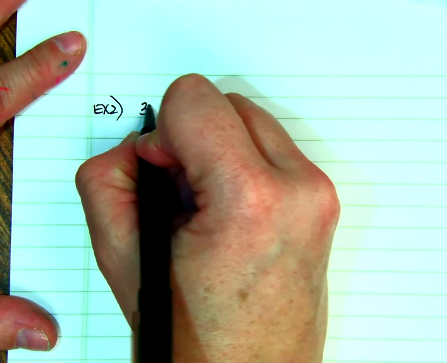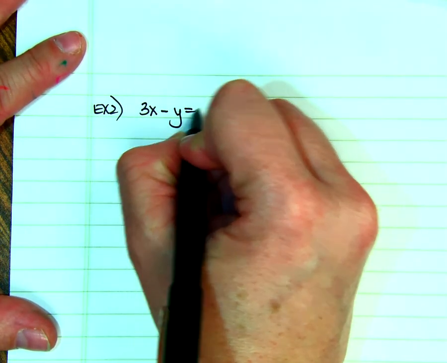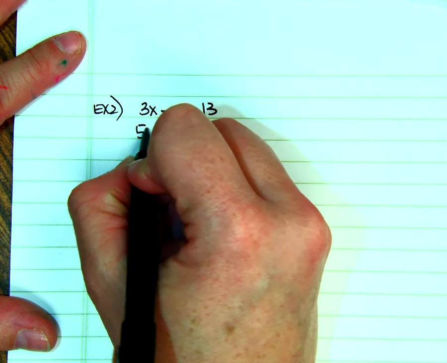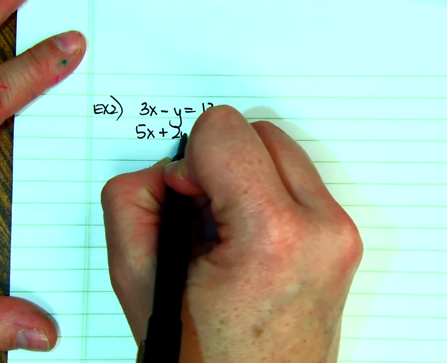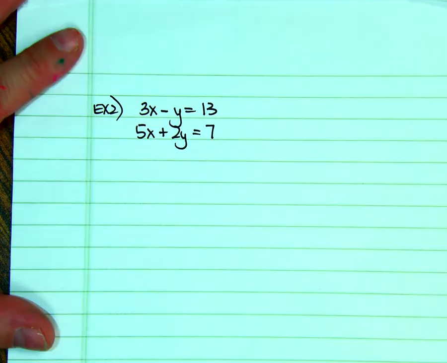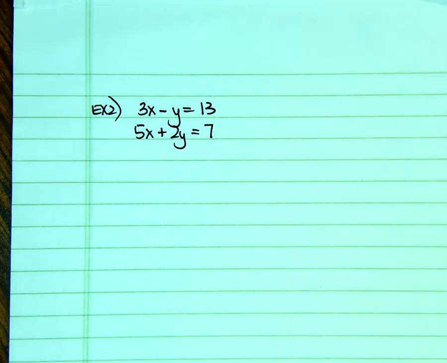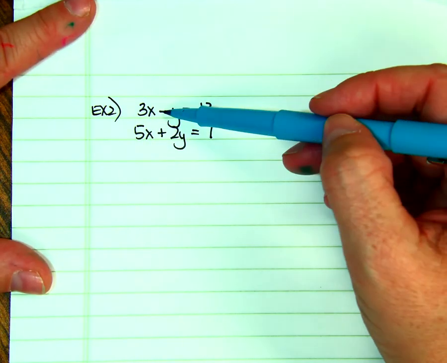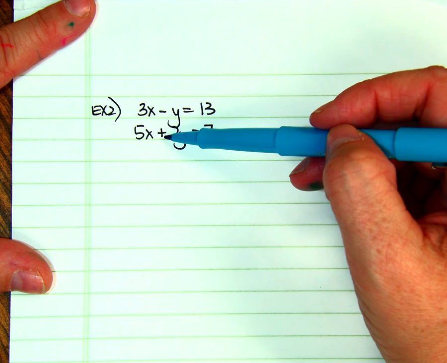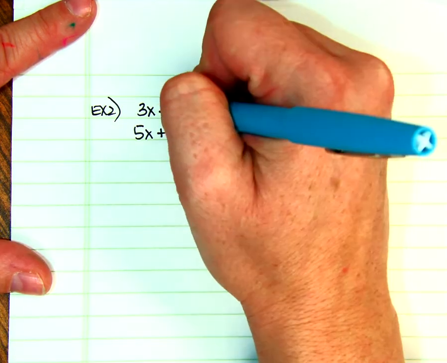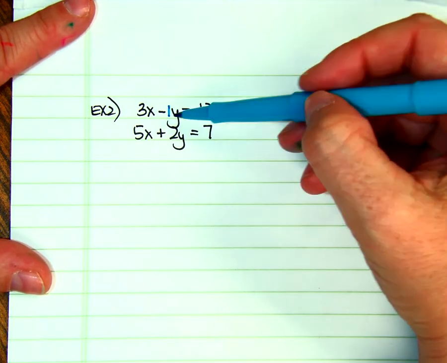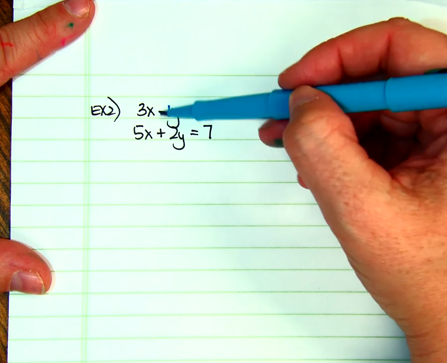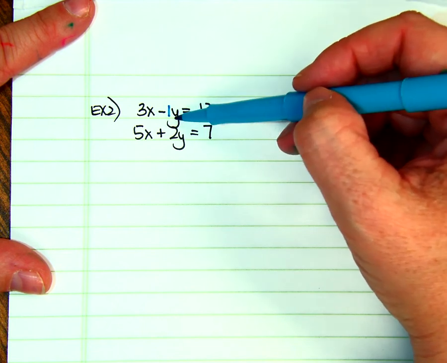So I have 3x minus y equals 13. And I have 5x plus 2y equals 7. So again, we're looking for the opposite coefficients. 3 and a 5, not even close. Okay, well this is a negative, and this is a positive, but this is a 1. So what could I do to this term that's going to be the opposite of this one?